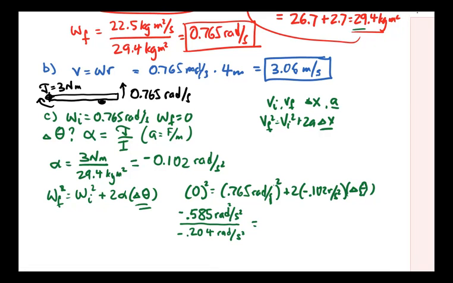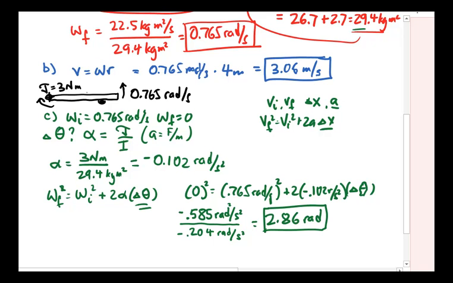Hey, so just a little bit of arithmetic here. I'm going to square 0.765, square that, I get 0.585. Move it over to the other side, I get negative 0.585 divided by 2 times this negative 0.102. I do the math here, and I get 2.86 radians, about half a turn. So it ended up rotating all the way over to about there or so.